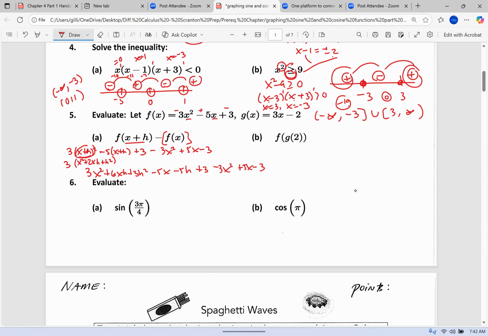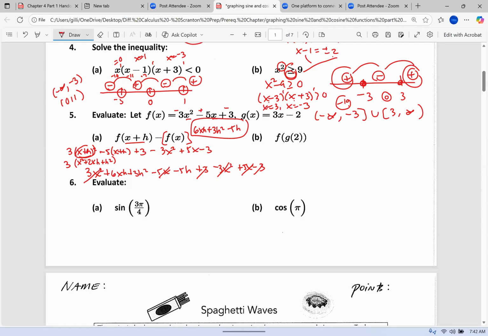Like some of you know in sports, you don't get stronger by always playing the weaker teams. You don't get stronger by always doing the easier problems. So these x squareds don't divide out, they add to 0. And then these x's. And then my final answer is 6xh plus 3h squared minus 5h.